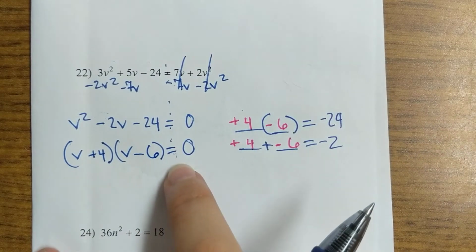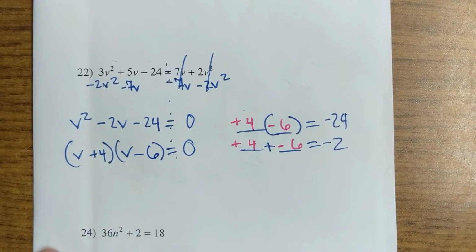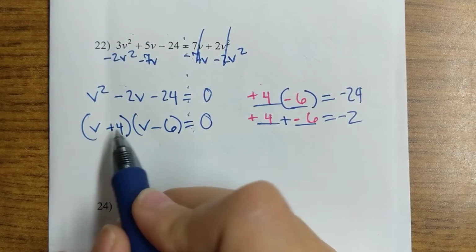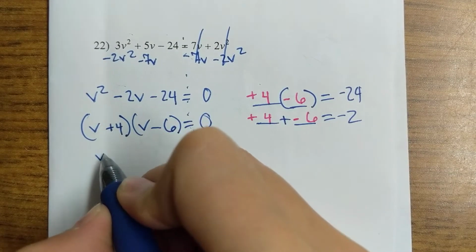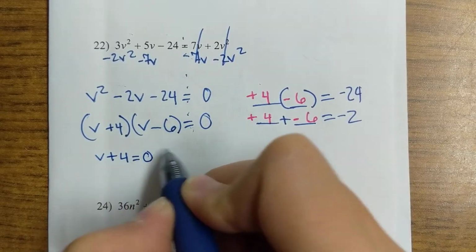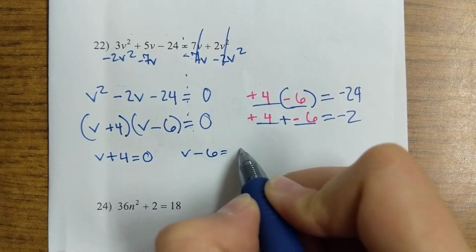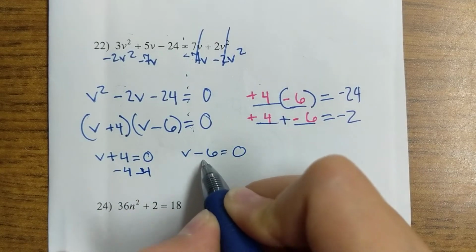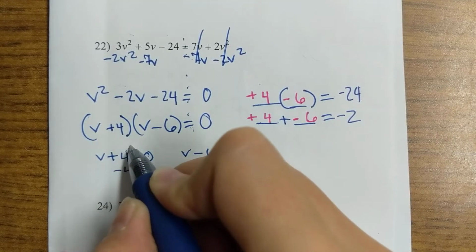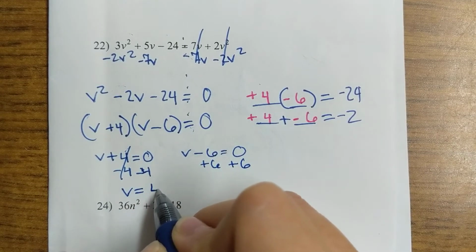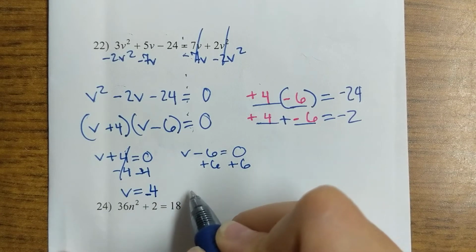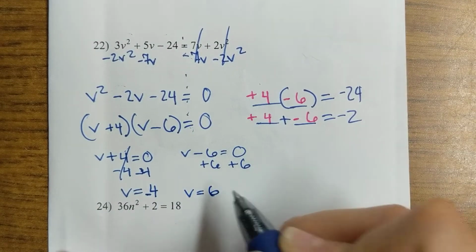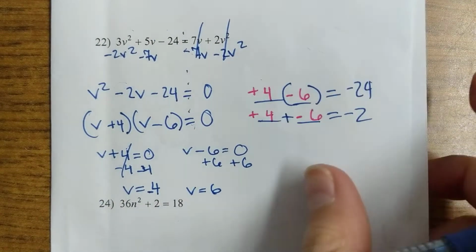But you're not done, because you have an equal sign, so you use the zero product property to solve. If something times something is 0, then we can make each of these separately equal 0 and solve to get our two answers. V equals negative 4 and positive 6.